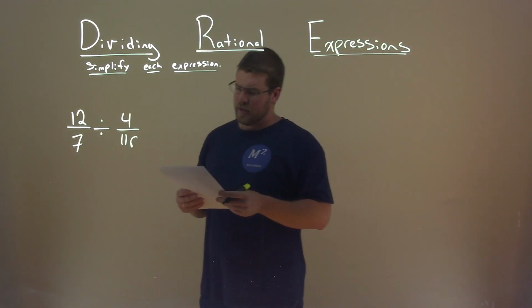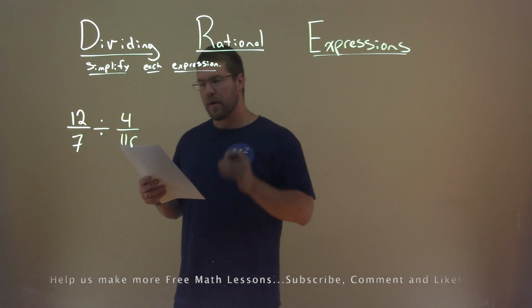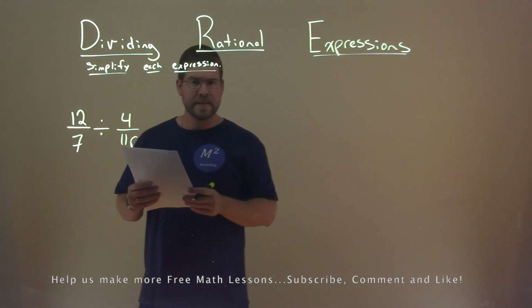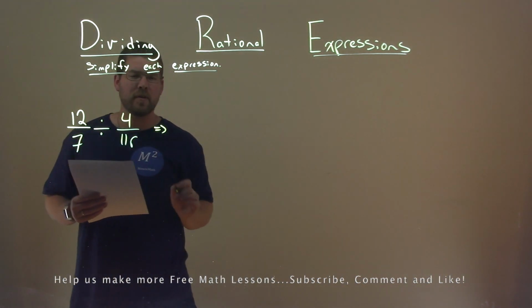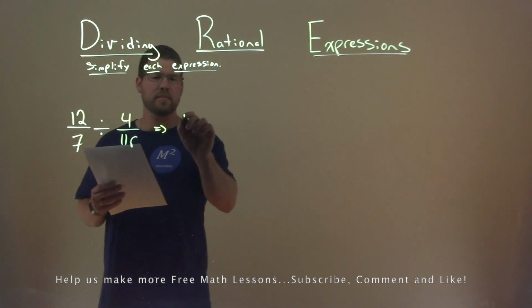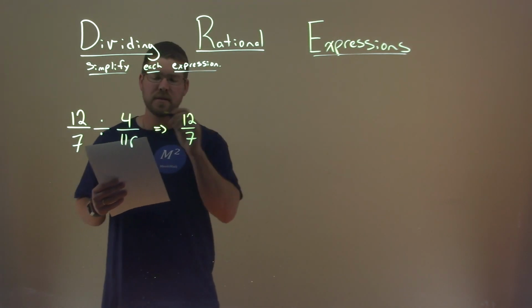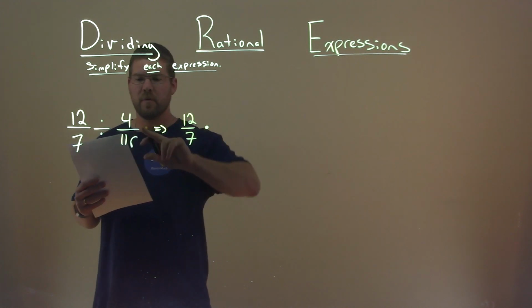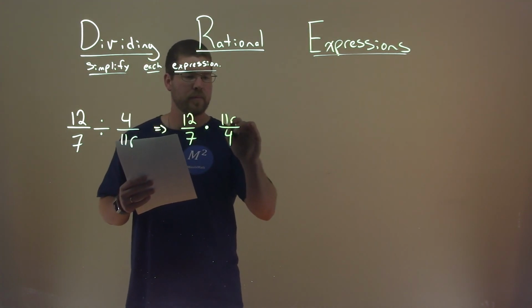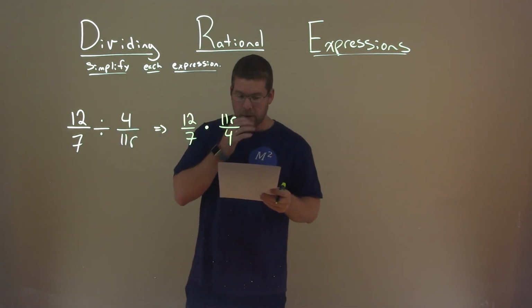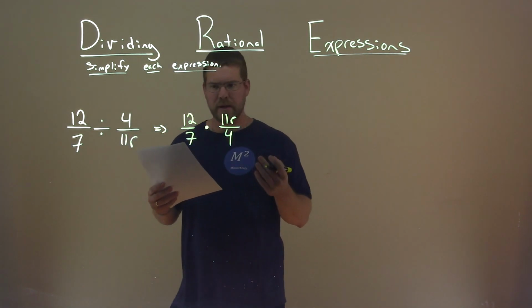We're given this problem right here, 12 over 7 divided by 4 over 11r, and we need to simplify this expression. Well, with division here, I like to rewrite this as a multiplication problem. Keep the 12 over 7, but instead of dividing, I'm multiplying here. And we flip the second fraction. 11r over 4.